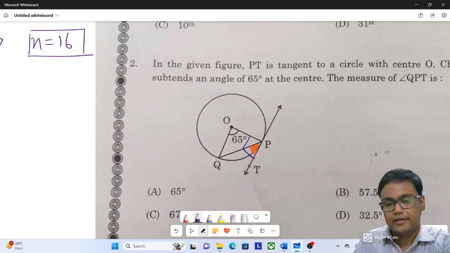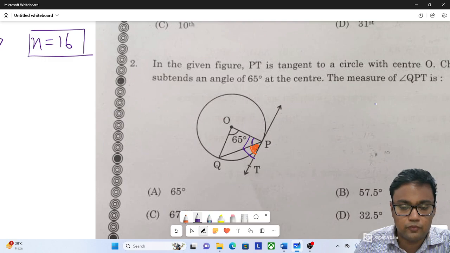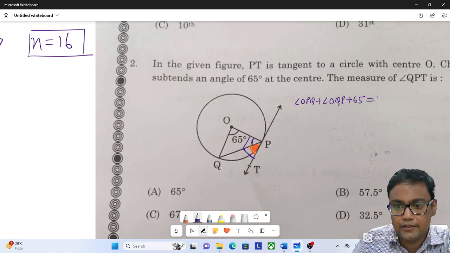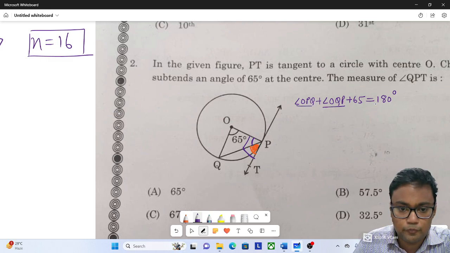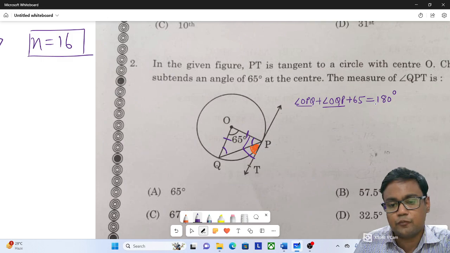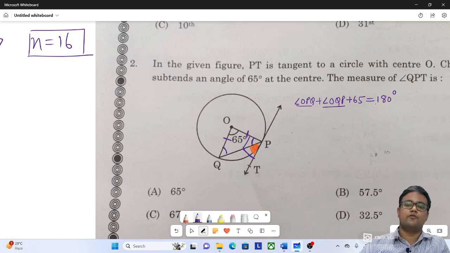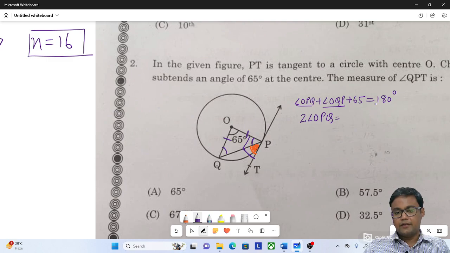So, I need to get this angle which is OPQ. So, angle OPQ plus angle OQP plus 65 is equal to 180 degrees by the triangle angle sum property, but angle OPQ is equal to angle OQP, right. Why? Because of the isosceles triangle property, angles opposite to equal sides are equal. Therefore, we will write twice of angle OPQ is equal to 180 minus 65, that is 115. So, angle OPQ is equal to 57.5 degrees, right.